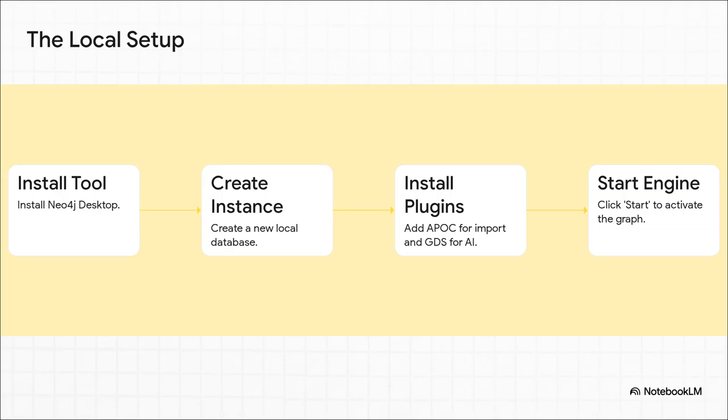And the setup, honestly, is surprisingly straightforward. We install Neo4j Desktop, spin up a new local database, add 2 really critical plugins, one for importing data and one for the AI algorithms, and then we just hit start. And boom, just like that, our empty graph brain is ready to start learning.